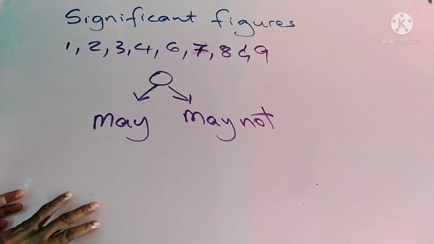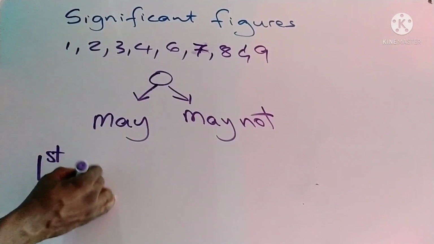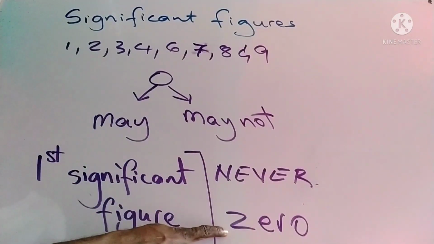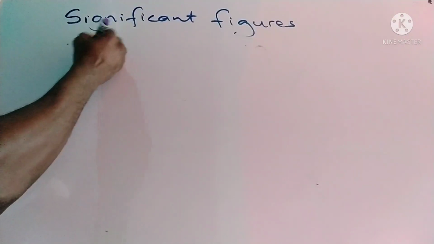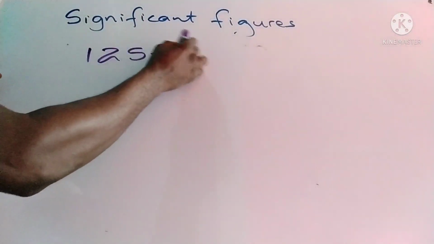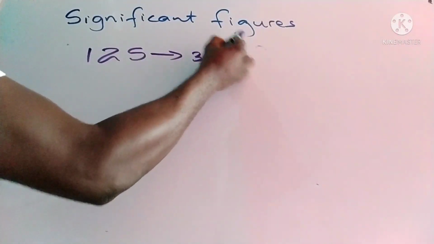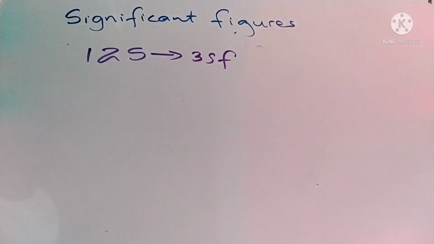Another thing that we want to make sure of is the first significant figure will never be a 0. So if I see 125, then we're talking about this would be 3 significant figures that I'm looking for. I may just write SF. 3 significant figures I'm looking at.